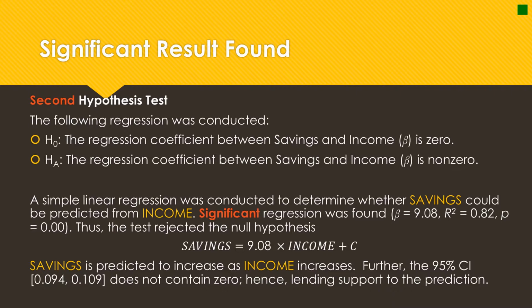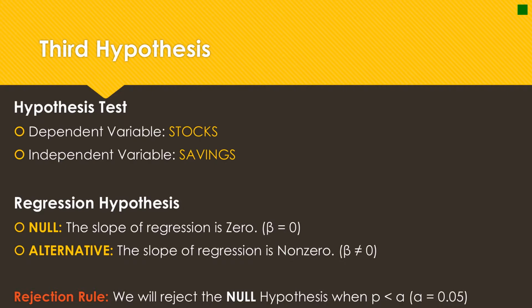Moving on to the third hypothesis. Here we are given the dependent variable stocks, and savings has been given as the independent variable. Again, we know the null and alternative hypotheses. The rule of rejection will be that if the p-value is less than alpha, we are going to reject the null hypothesis.